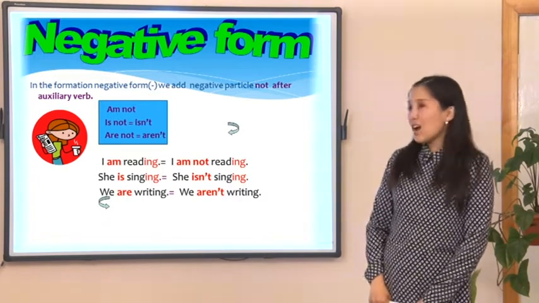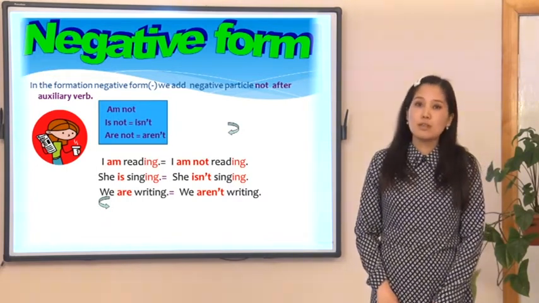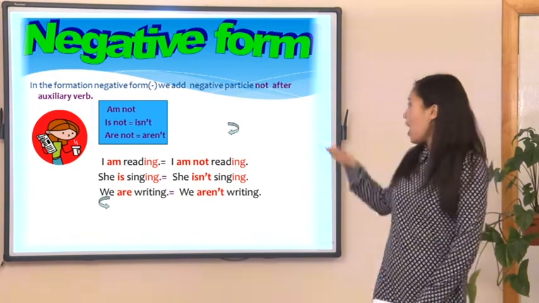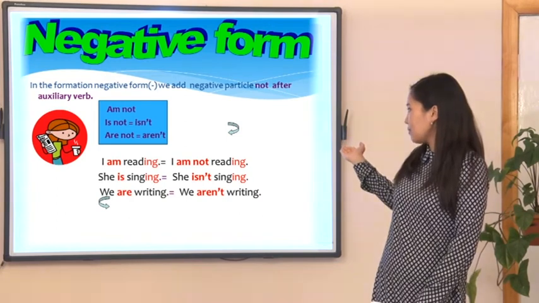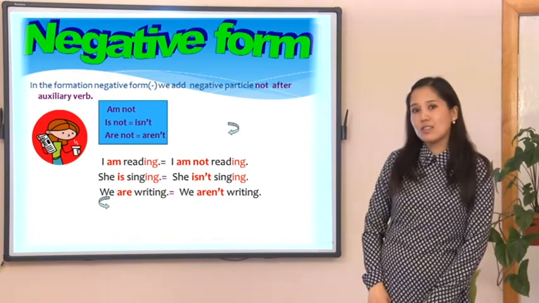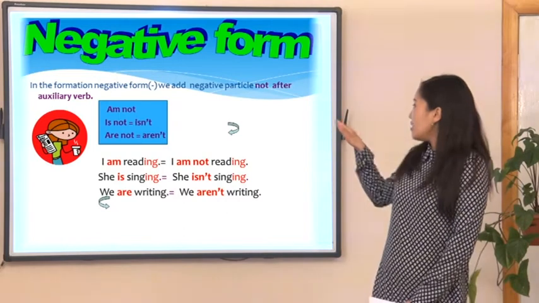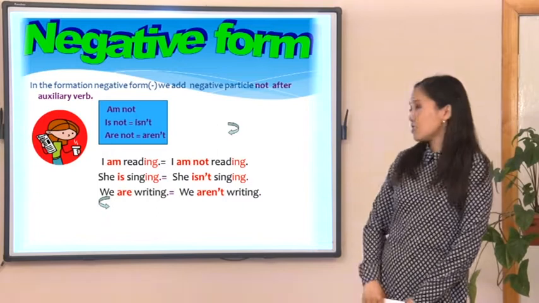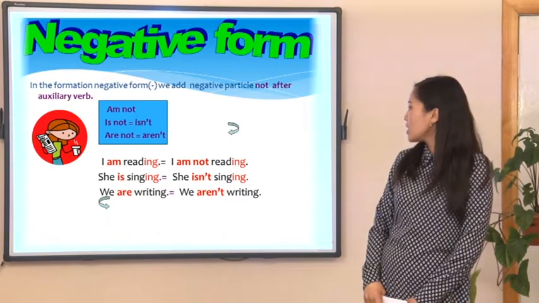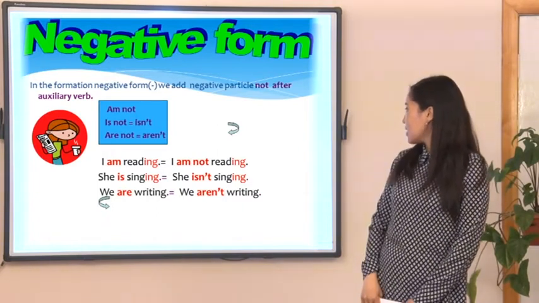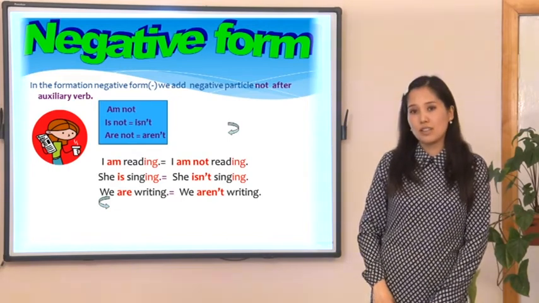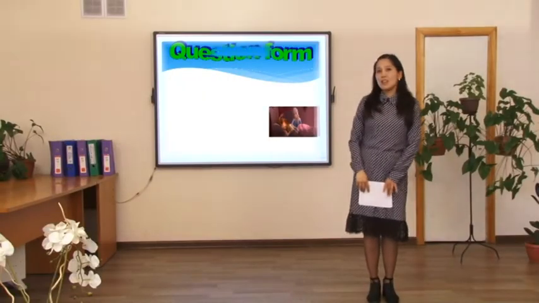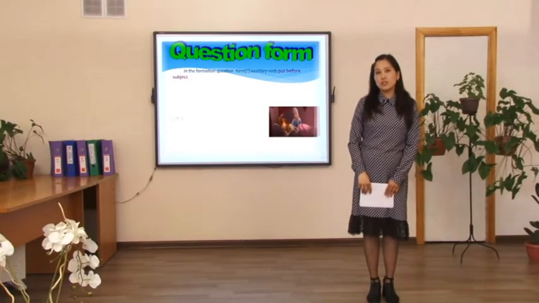For example, I am reading. I am reading is a positive form. Then next we get the negative form. I am not reading. Next, she is singing is positive form. Then we get she isn't singing. Isn't because it's third form of singular. Next, we are writing. We aren't writing. We get negative forms. Okay, and the next form is question form.